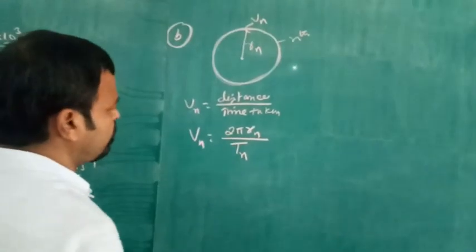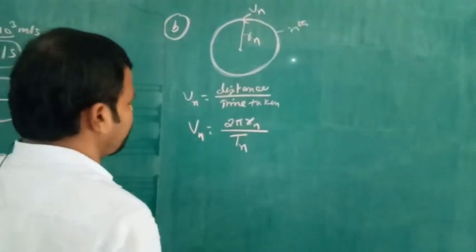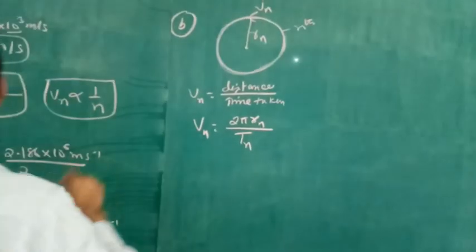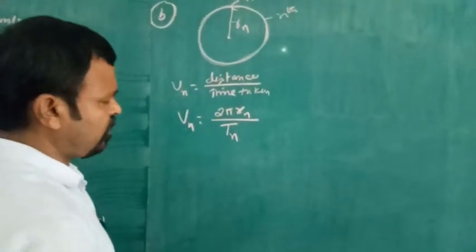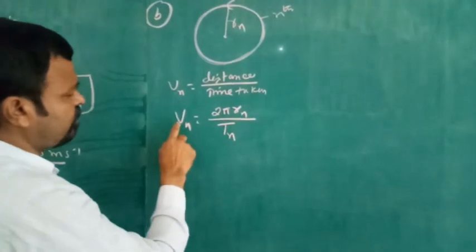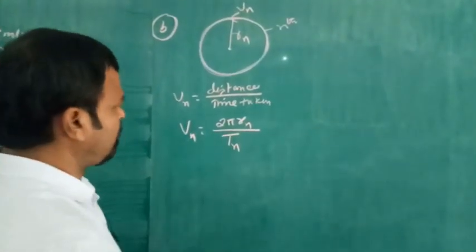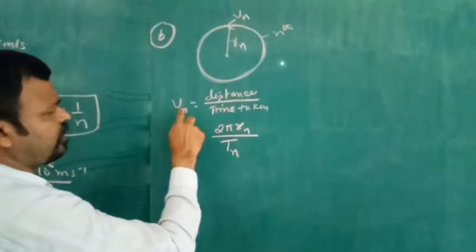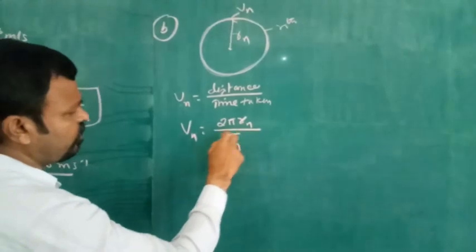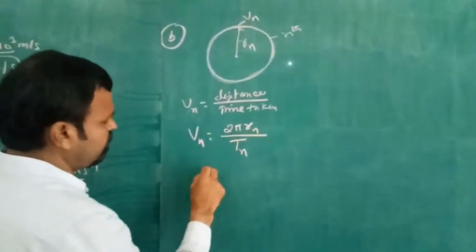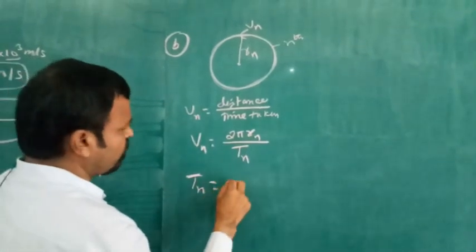So this is the relation between the speed of an electron and the time period of an electron. Remember, the speed of an electron is inversely proportional to the time period of an electron. Speed is equal to distance travelled divided by time taken. So by using this formula, we can get Tn. What is T? Time period.